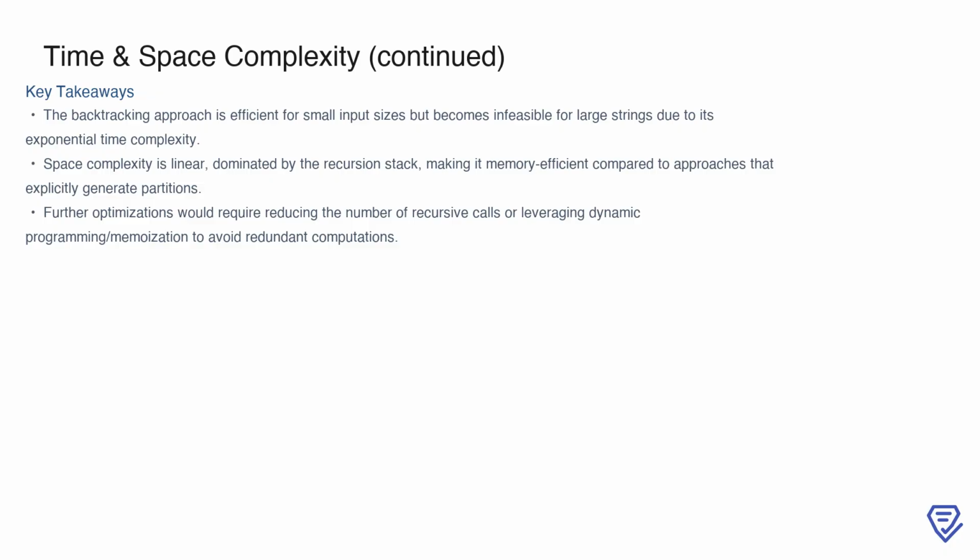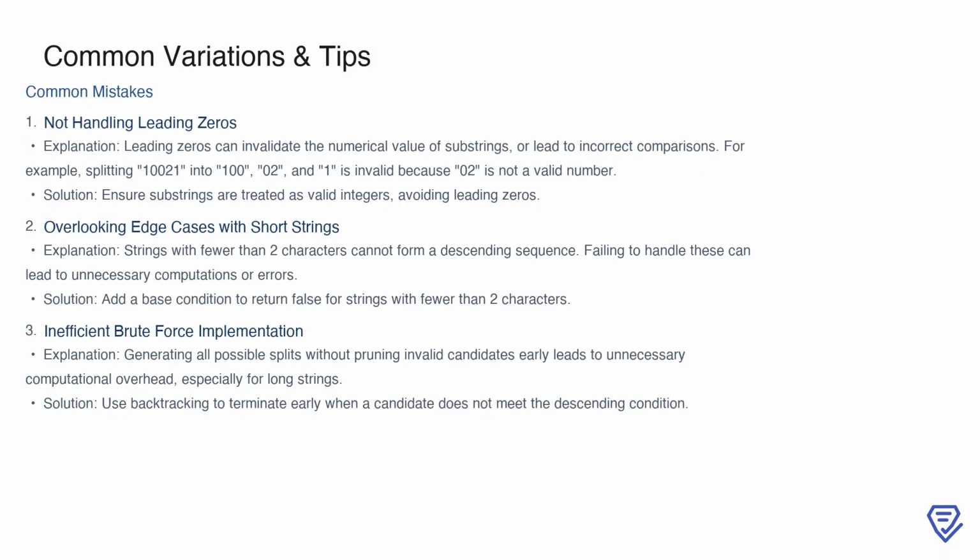Such optimizations could help mitigate the exponential growth and make the algorithm more practical for larger input sizes. When tackling this problem, there are a few common mistakes to watch out for. First, failing to handle leading zeros can lead to invalid splits or incorrect comparisons.